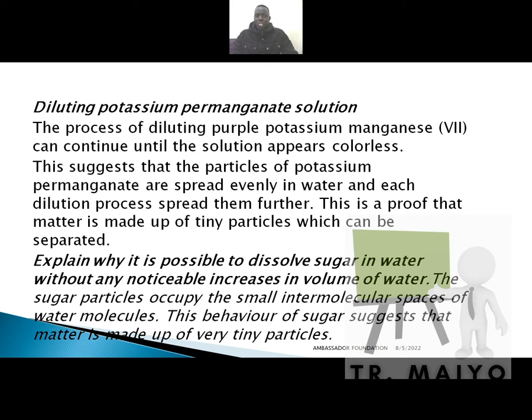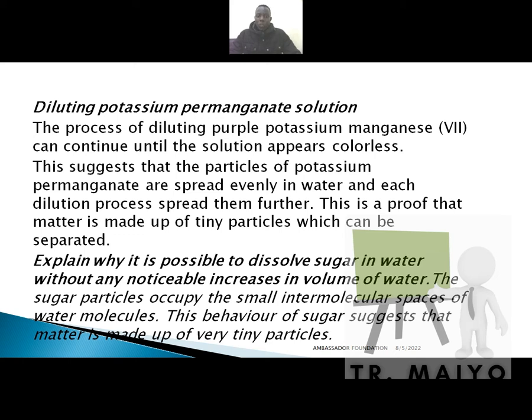But the particles of potassium permanganate will have simply diffused inside. But in the first case, they look so much purple. But this tells you that matter is made up of tiny particles. That's why at the end, it has diffused through the water. You cannot even see it. Yet it is there.